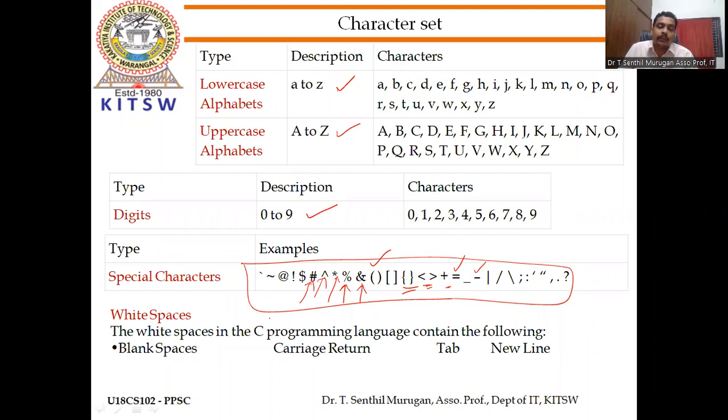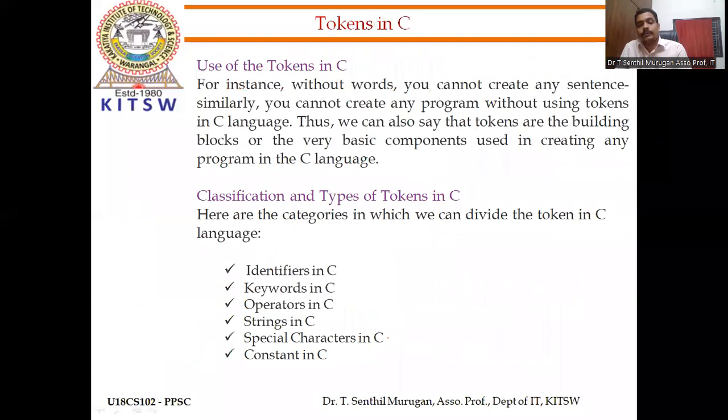Apart from that, some white spaces are also used. Okay, blank space. If you give a space, it will be considered a blank space. And carriage return will also be there. Tab will be there. New lines will be there. For tab, what do we have to use? \t. For new line, what do you have to use? \n. Okay. So some characters are used for special purposes also.